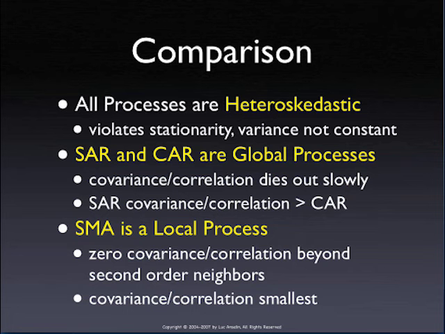SAR and CAR are global processes. There's a dying out of the covariance, but it can be very slow. In contrast, moving average is a local process, and beyond the second order neighbors, in this particular case, it stops.